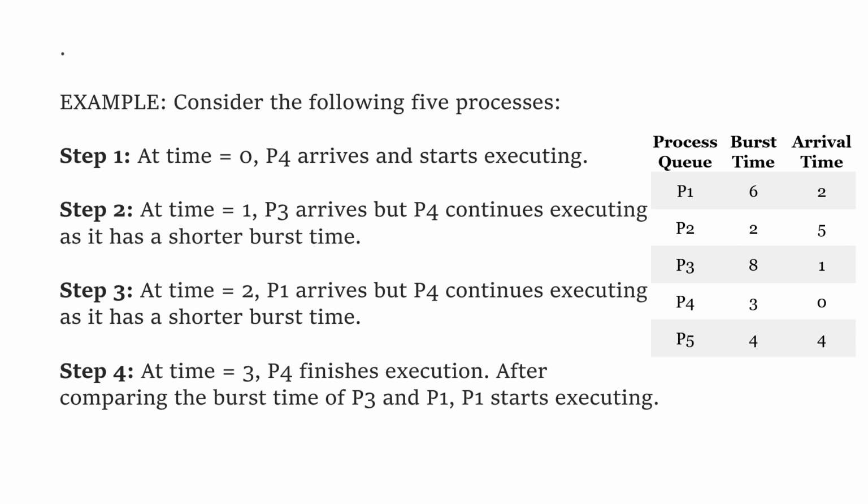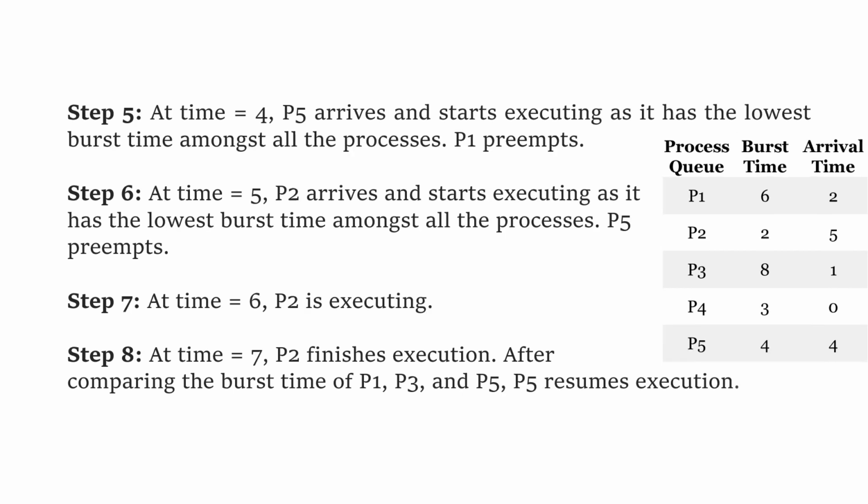At time 3, P4 finishes its execution, and after comparing the arrived processes, P3 and P1, based on their burst time, P1 has the shorter burst time, so it starts executing. At time 4, P5 arrives and starts executing as it has the lowest burst time amongst all the processes, so P1 preempts. So this is the difference between the non-preemptive and preemptive approach.